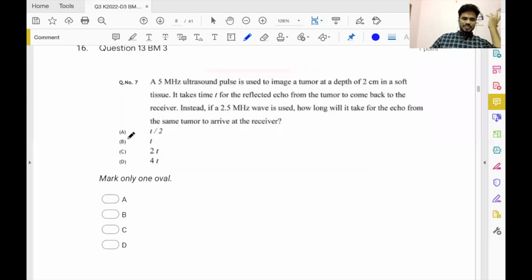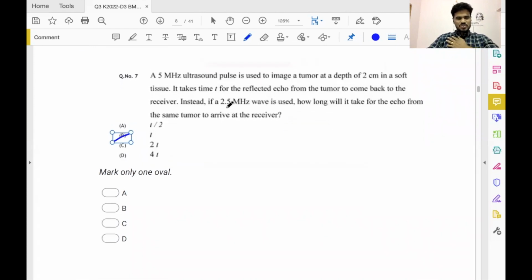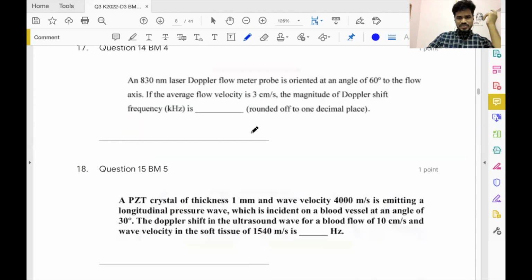Okay. See, at the end of the day, it's pretty simple. Ultrasound speed, we know what it depends on. So it doesn't depend on frequency. Penetration depth and all that depends on frequency, but here it doesn't depend on frequency. So just like that.